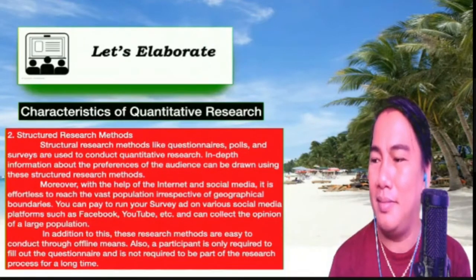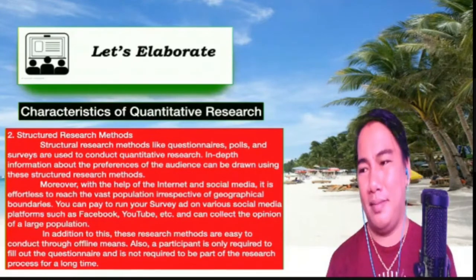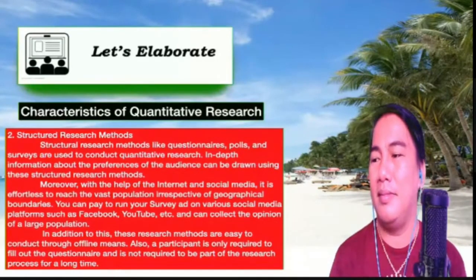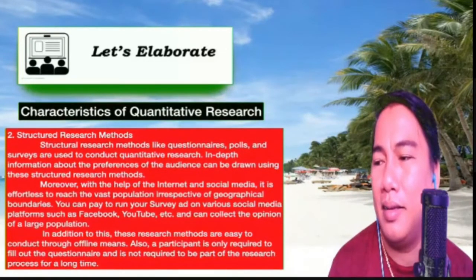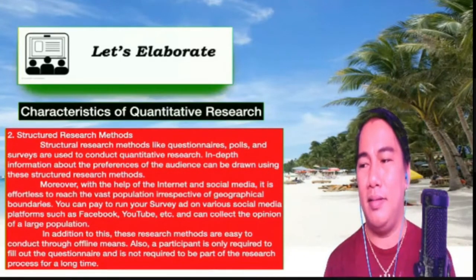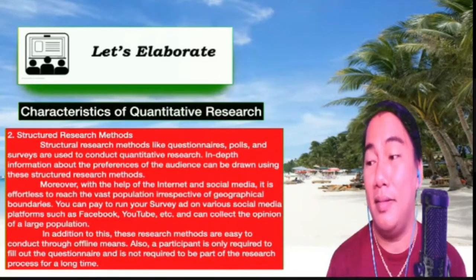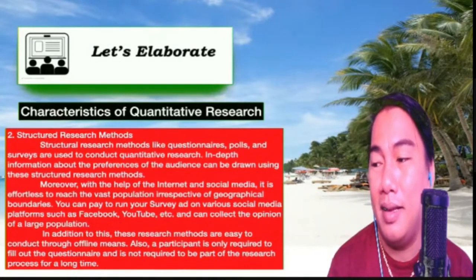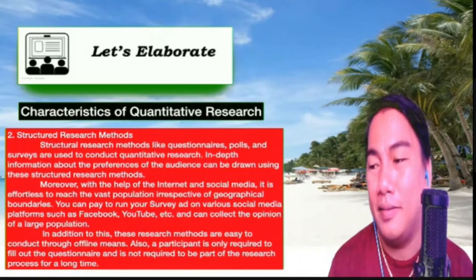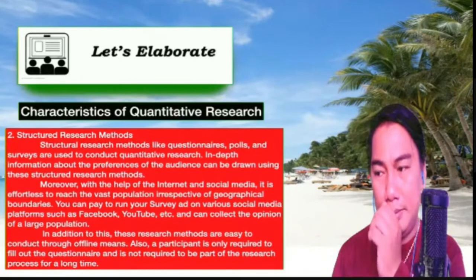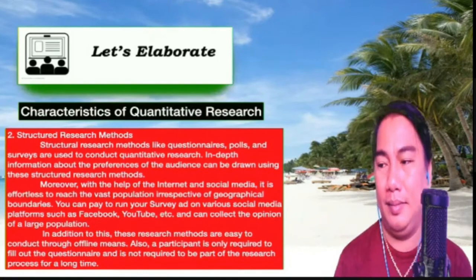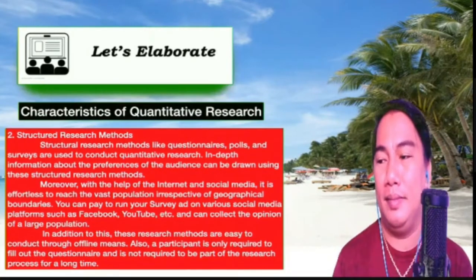Moreover, with the help of the internet and social media, it is effortless to reach the vast population irrespective of geographical boundaries. You can pay to run your survey ad on various social media platforms such as Facebook, YouTube, etc., and can collect the opinion of a large population. In addition to this, these research methods are easy to conduct through offline means. Also, a participant is only required to fill out a questionnaire and is not required to be part of the research process for a long time.